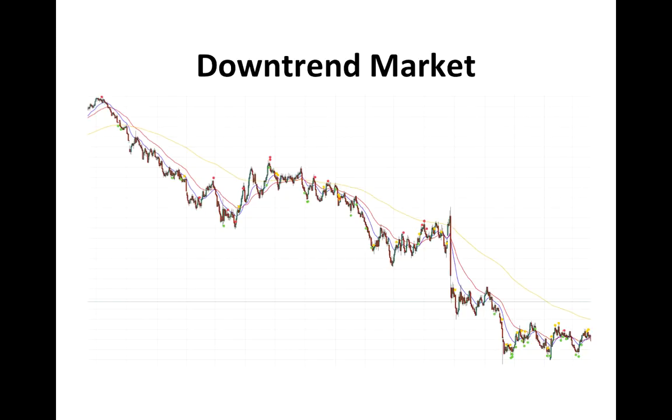And lastly, we have the downtrend market. This is the time where you want to avoid going long. The best strategy for a downtrend market is to look for shorting opportunities, to short and then to cover back lower when the prices have fallen.